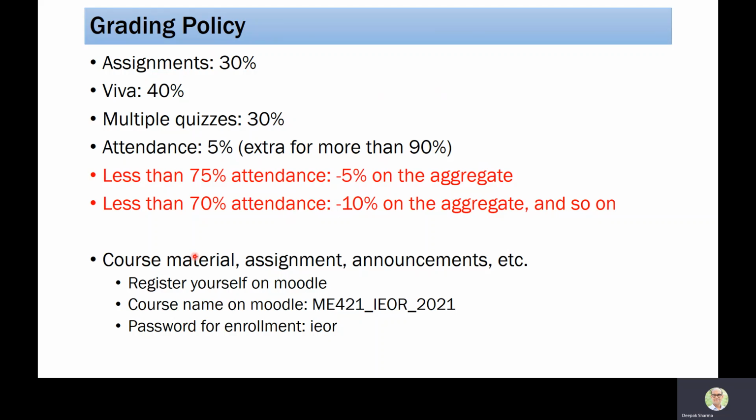The course material you can find on Moodle. On Moodle, you find this particular course as ME421_IEOR_2021. And the password for this is IEOR.